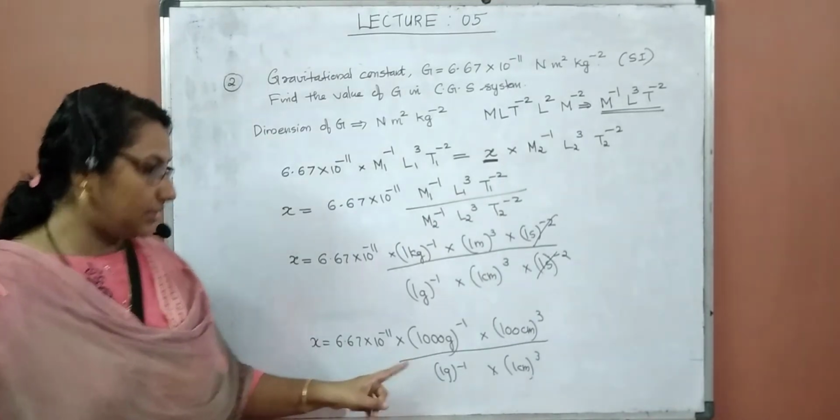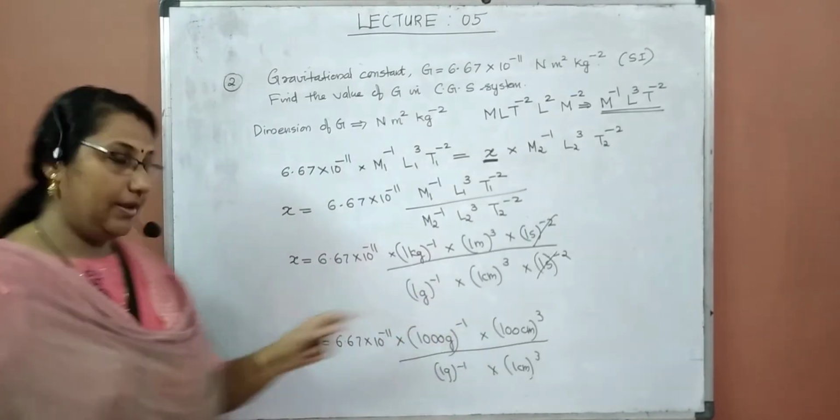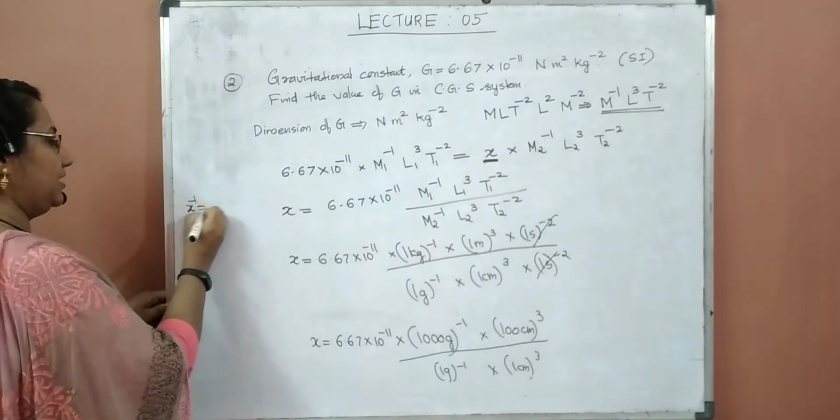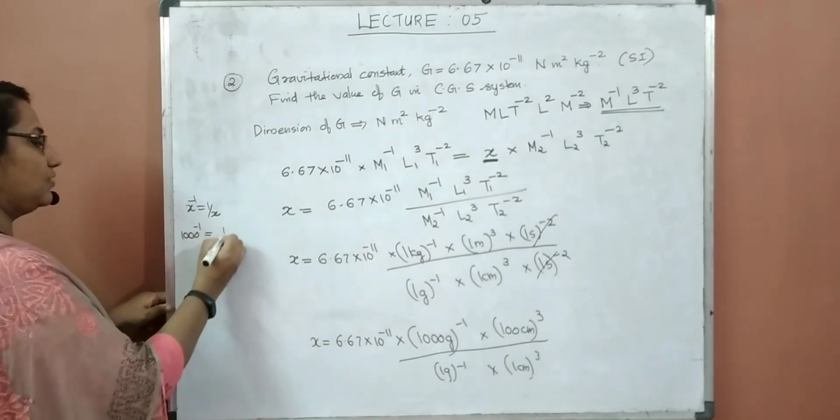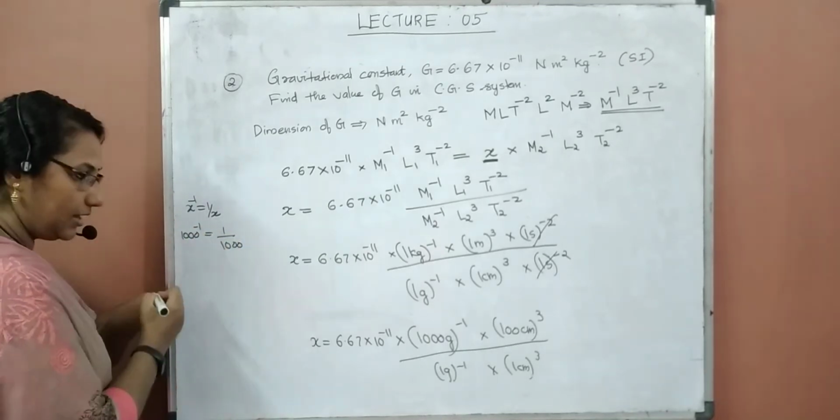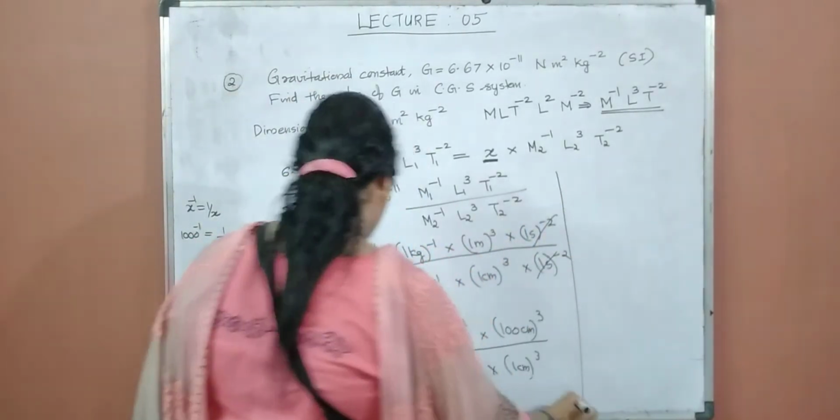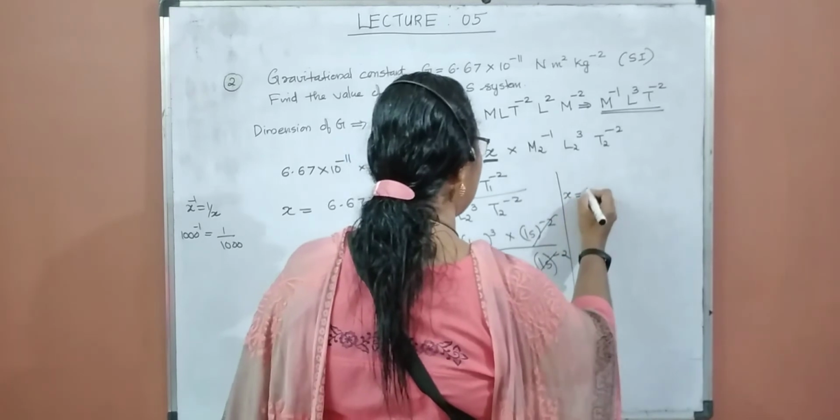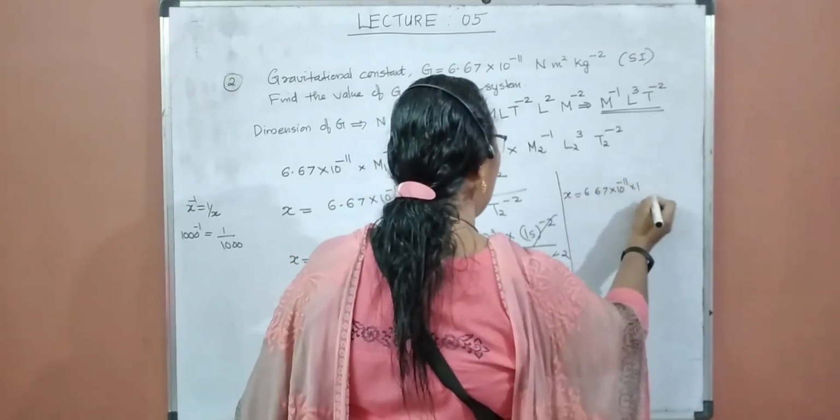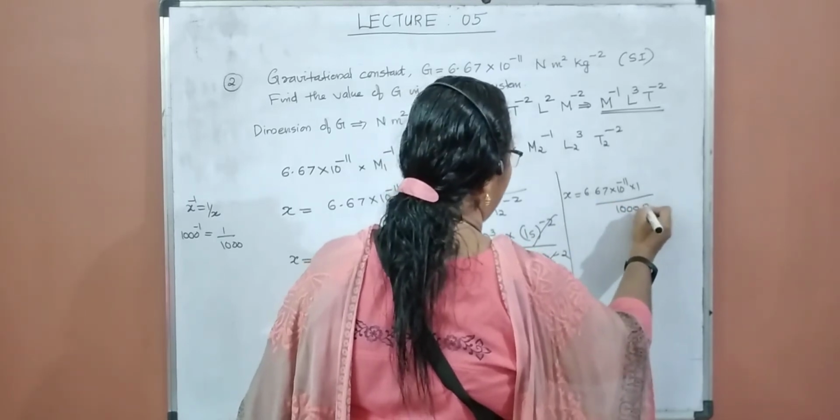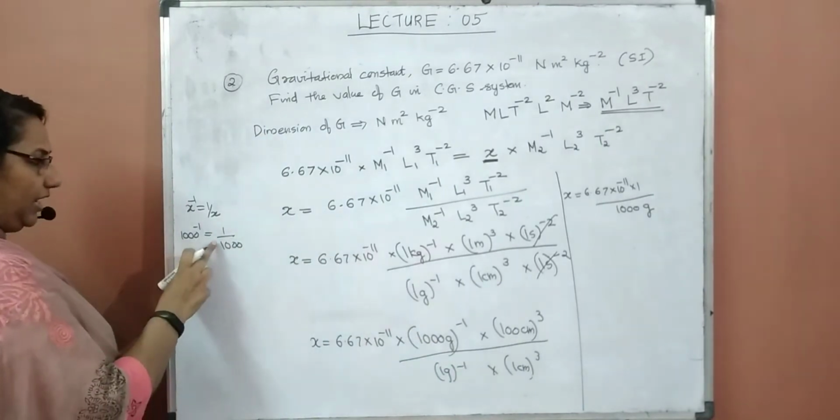Now, in the next step, this is 1000 gram raised to minus 1. X raised to minus 1 means 1 by x. So 1000 raised to minus 1 means 1 by 1000. Is it clear? So in the next step, we will write like this. X is equal to 6.67 into 10 raised to minus 11 into 1 by 1000 gram. Is it clear?